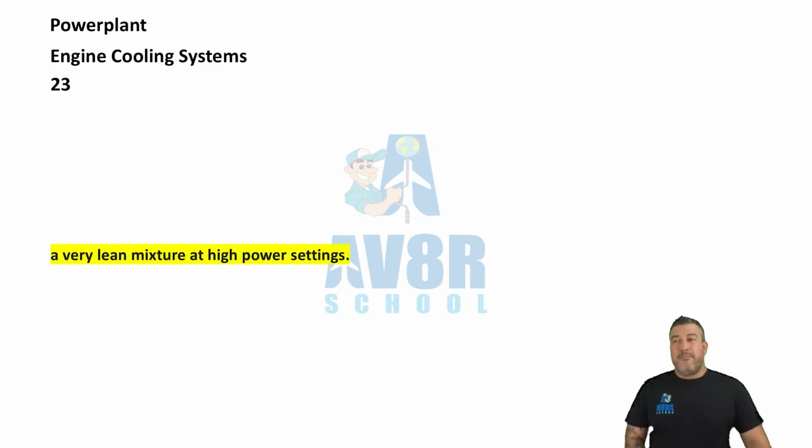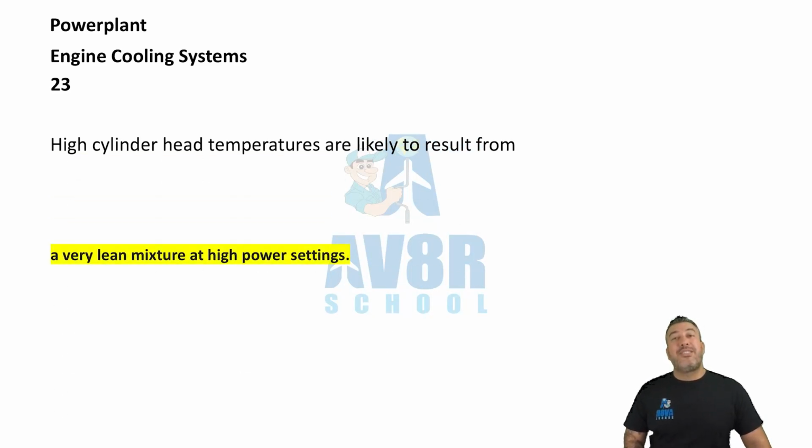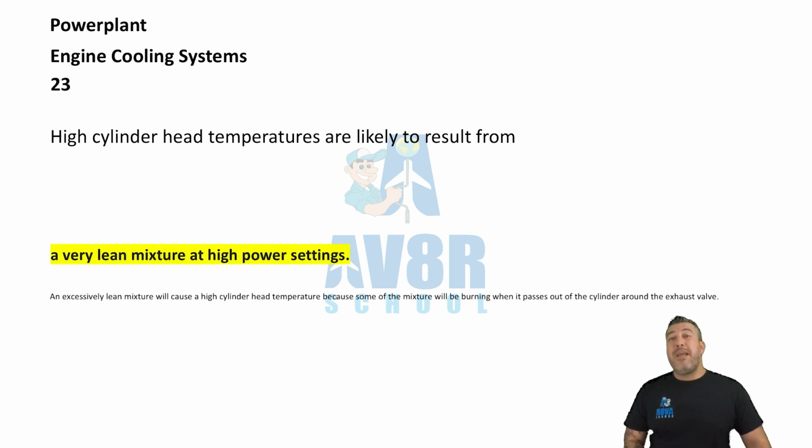Number 23, a very lean mixture at high power settings. High cylinder head temperatures are likely to result from a very lean mixture at high power settings.